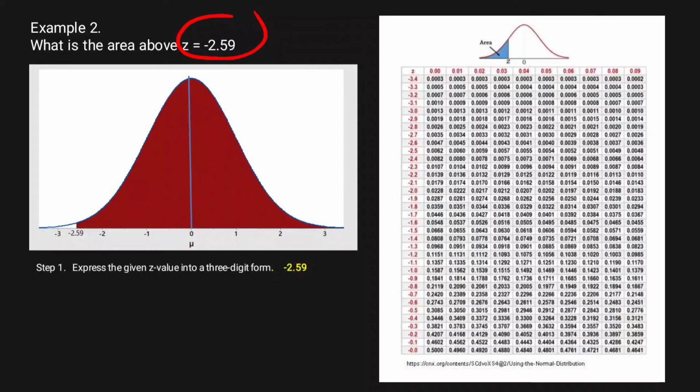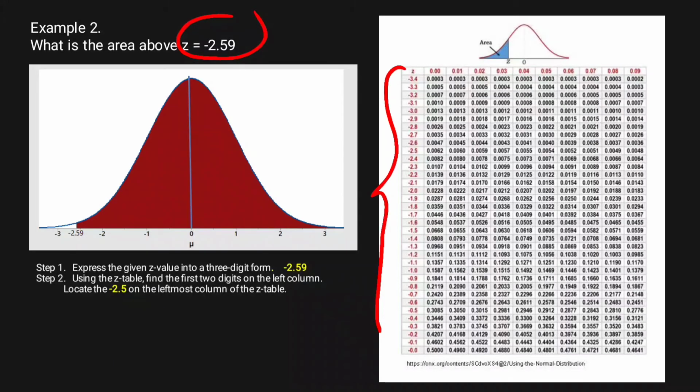Okay, next. So yan yung table na gagamitin natin, to the left lagi, para mas madali. So using the z table, find the first 2 digits, negative 2.5, on the left column. Locate the negative 2.5 on the leftmost column of the z table. So, ayun yung negative 2.5. On the topmost row, locate 0.09. Okay, so 0.09. Ayun, nasa dulo.